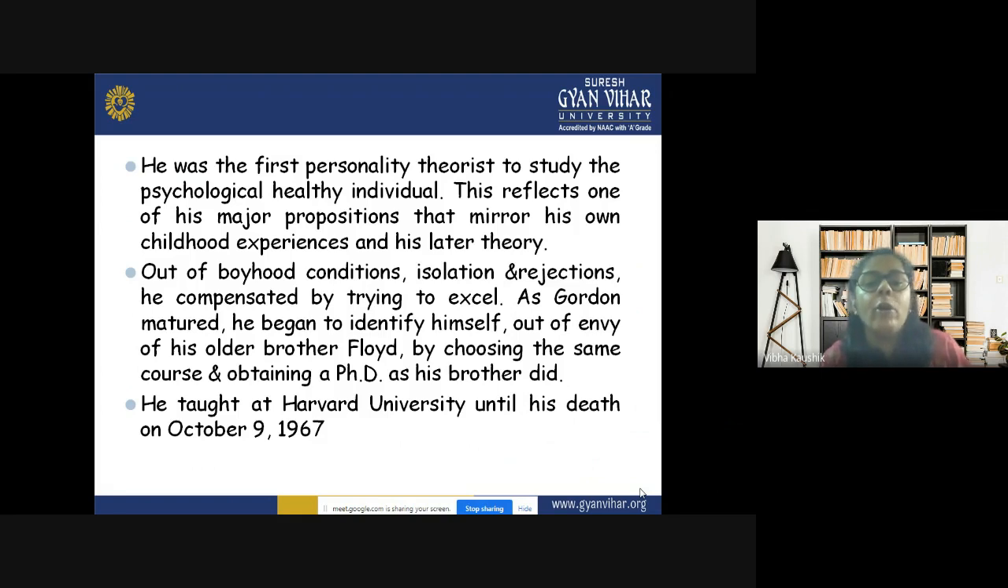Out of boyhood conditions, isolation, and rejection, he compensated by trying to excel. He began to identify himself. He started identifying himself, asking who I am, out of envy of his older brother, Floyd, by choosing the same course and obtaining a PhD as his brother did. He taught at Harvard University until his death on October 9, 1967.